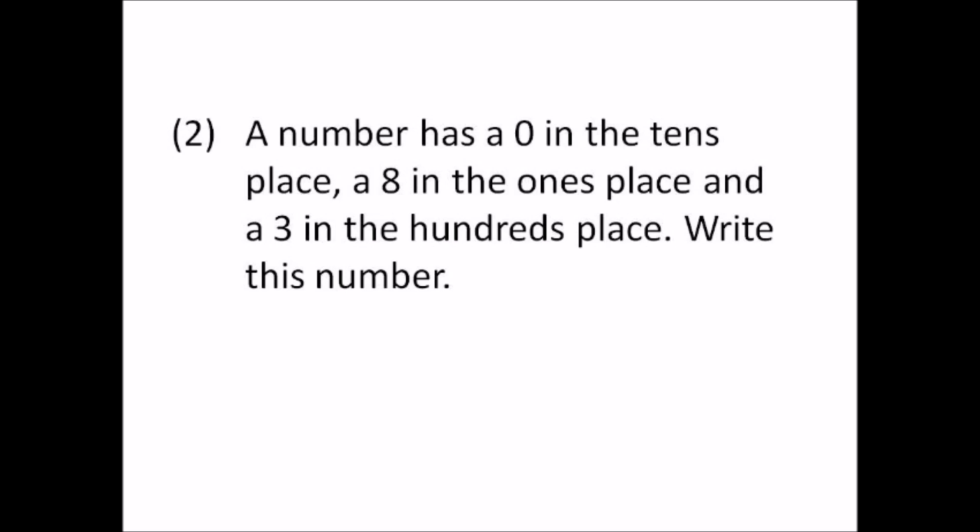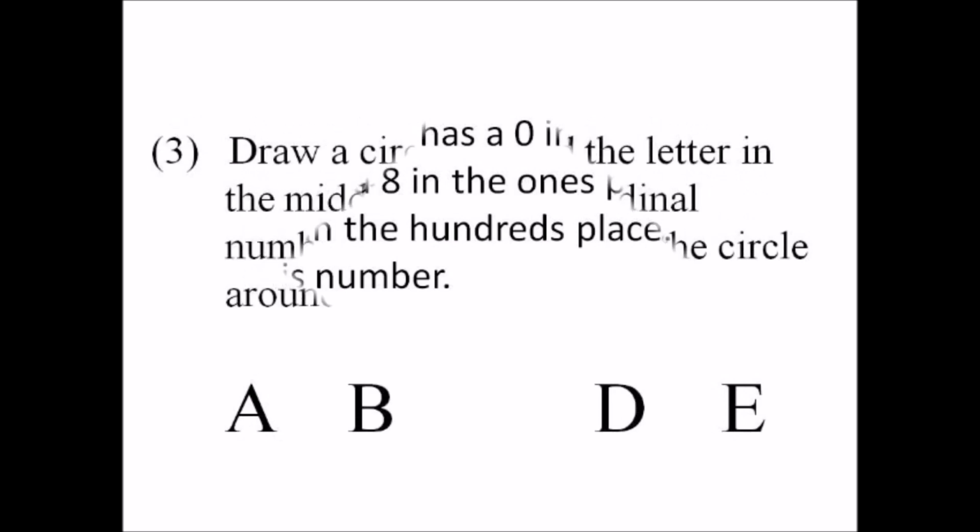Okay, number 2. A number has a 0 in the tens place, an 8 in the ones place, and a 3 in the hundreds place. Write this number. Put your place value headings for hundreds, tens, and ones. Put your digits under them and write that number. I know you can do it. That one is fairly simple once you put the place value headings. The experts don't need it, just write the number. It's only a number in the hundreds. Come on, grade 3 students.